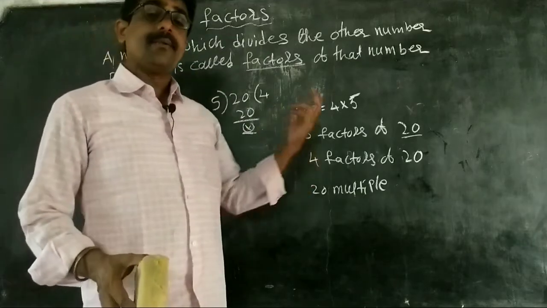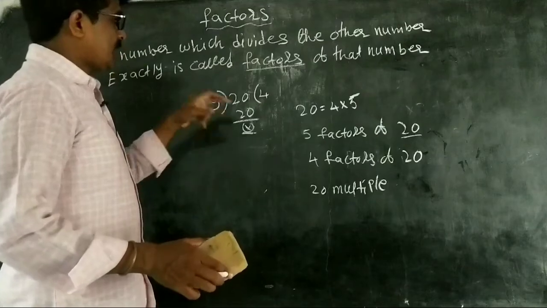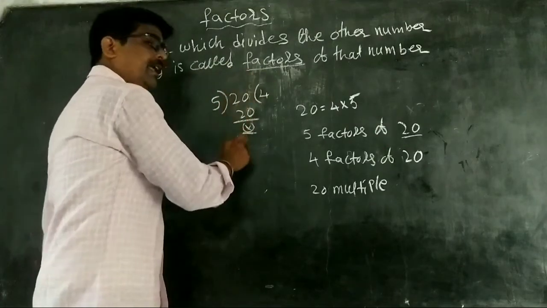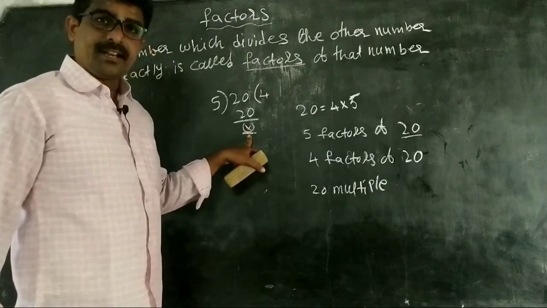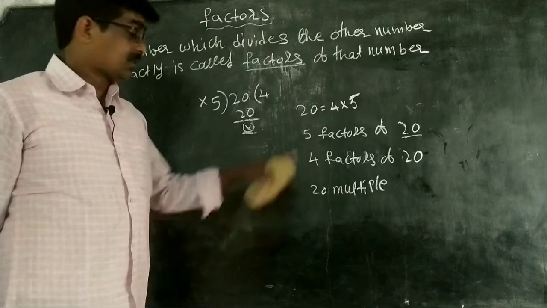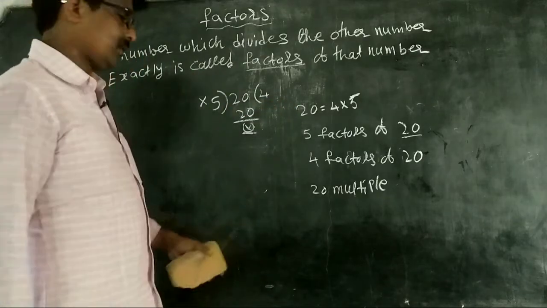Now I am writing some examples for easy understanding. Whenever you divide, this is the dividend, this is the divisor, this is the quotient, and here the remainder. When the remainder is 0, this quotient is also a factor, and this divisor is also a factor.